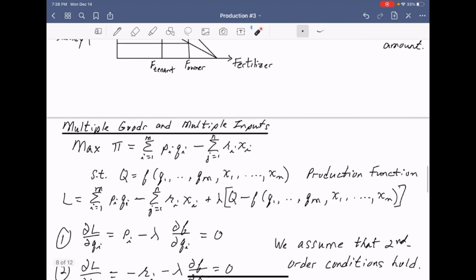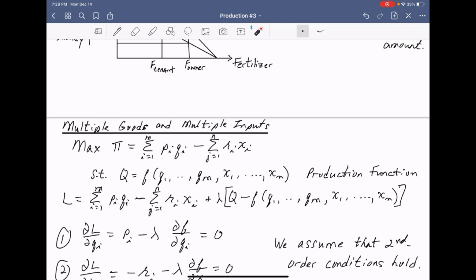All right, let's look at one other situation here, and that is a case of multiple goods and multiple inputs. In this case, we have profit equal to the sum of the Pi Qi, where there are M goods, minus the sum of the input prices times the amount of the inputs used, and there are N inputs. Now we have to, in addition, bring in this production function as a constraint, because it tells us what the relationship is among the various Q's and the X's.